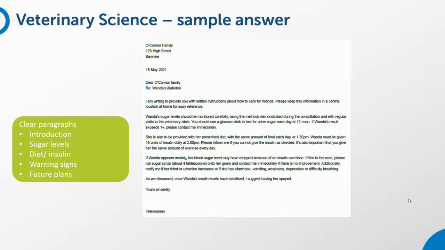We start with 12 o'clock, which is when the urine testing should happen. Then we've got diet at 1:30 and insulin at 2. So that is clearly organized for the reader. And the warning signs in the final paragraph are also dealt with unemotively but clearly. So there's very objective language that has been used. It's just very factual information. Contact me immediately if there's no improvement, to try and prevent any sort of panic setting in the family. And finally, the past history, which would be known by the owners receiving the letter and not relevant to the current situation, has been omitted.